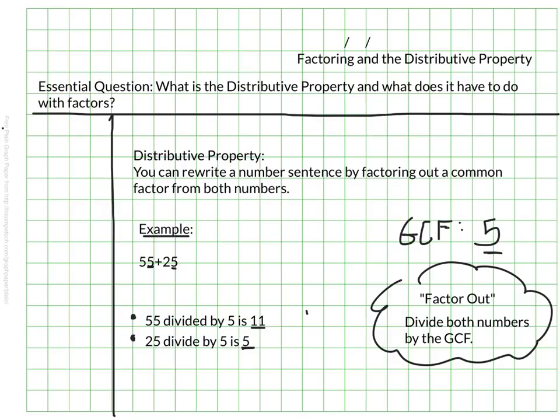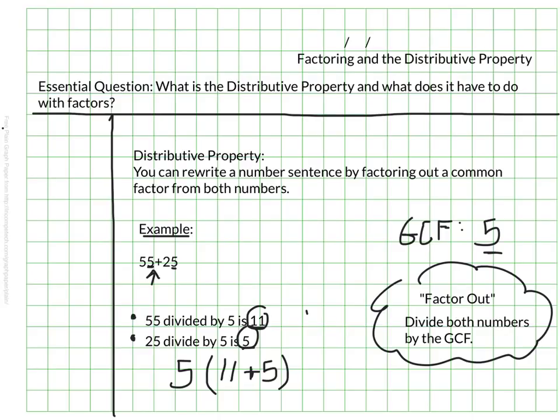Since I divided them both by 5, when I rewrite this with the distributive property, I'm going to put that 5 down first. That is going to be followed by the opening of a parentheses. Then I'm going to write what was left when I divided both numbers by 5. In this case, it was 11 and 5. I'm connecting those with the addition symbol because there was an addition symbol originally in the problem. And then finally, I'm just going to close my parentheses. And now I have rewritten 55 plus 25 using my distributive knowledge as 5 parentheses 11 plus 5.